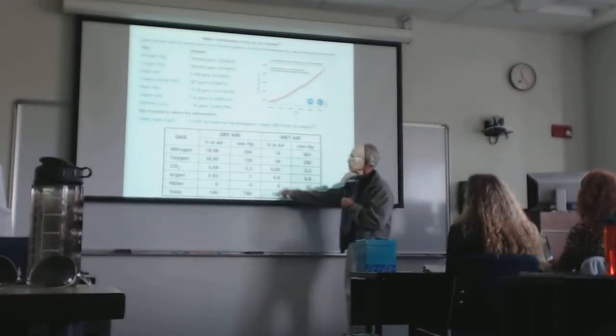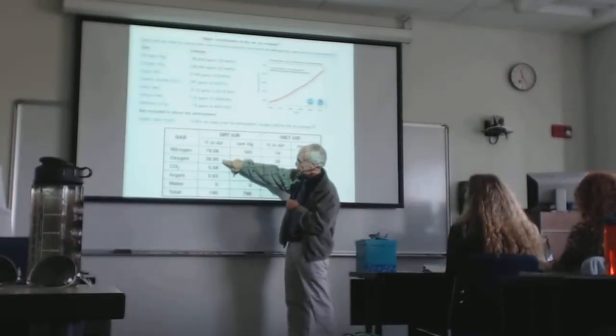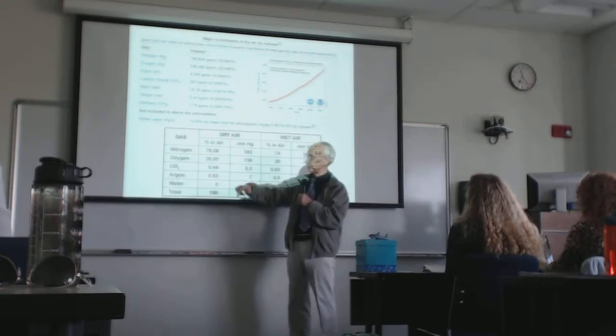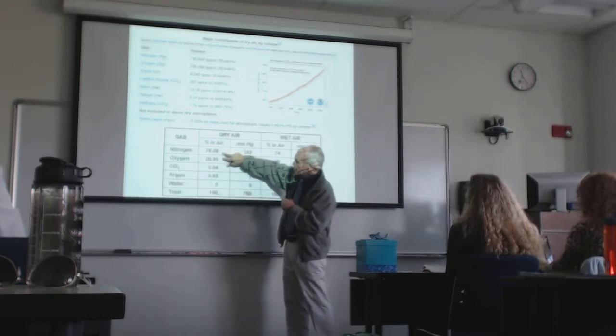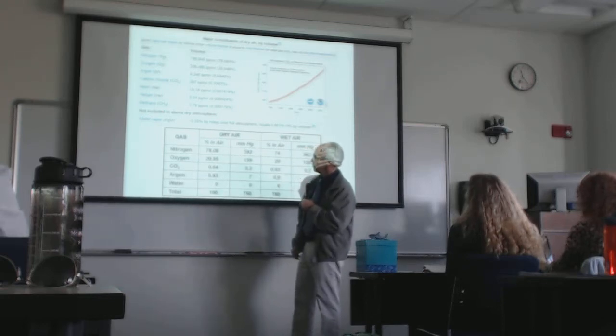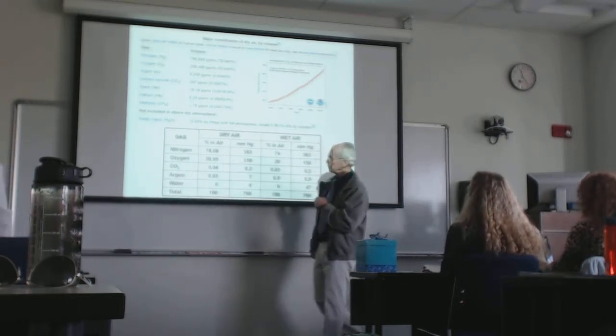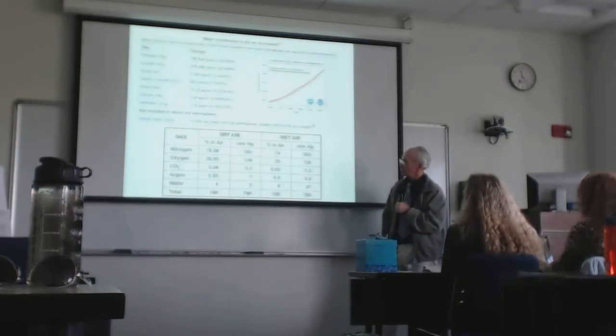So we're looking at the percentage of air. So we need to talk about the percentages and partial pressures. But the oxygen here is typically about 21%. That's kind of surprising, isn't it? About 21% of the air is made up of oxygen.